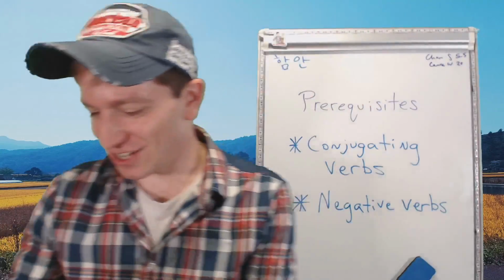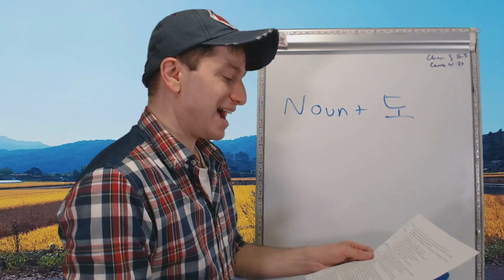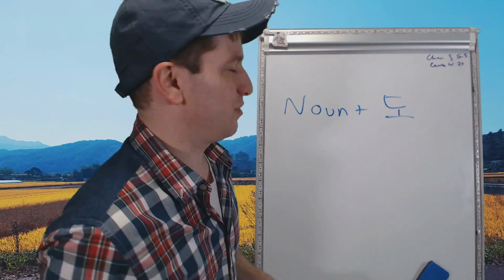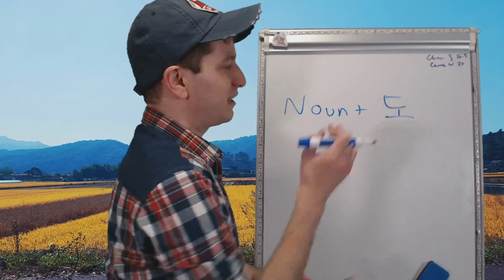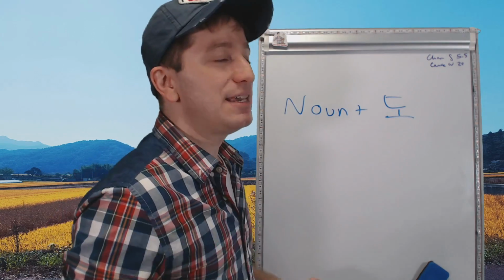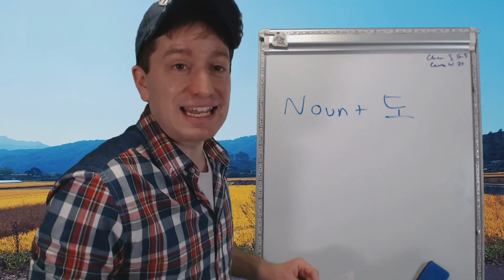Yes, so let's get started with the lesson then. The first one is how to say "even" with a noun. And that is you just take a noun and add 도. For example, 피자도, even pizza, like I like even pizza.